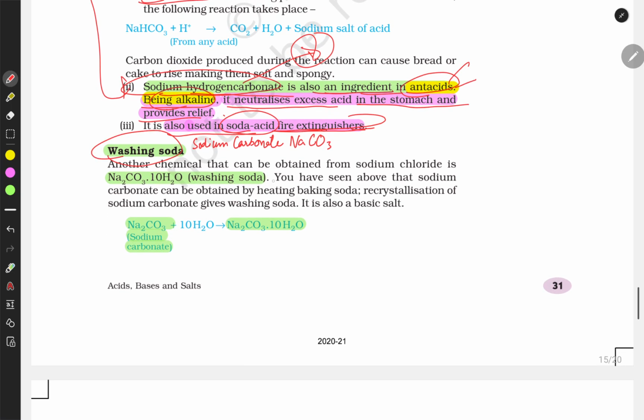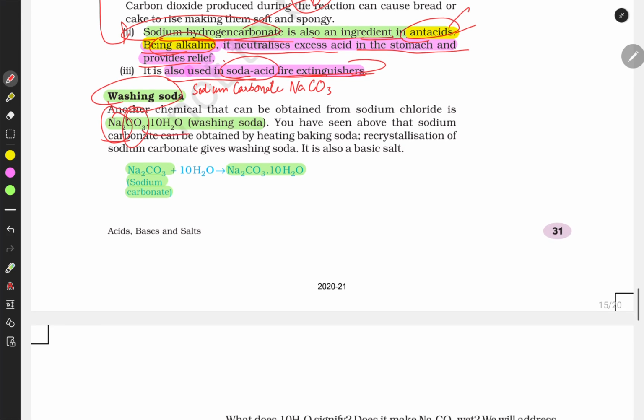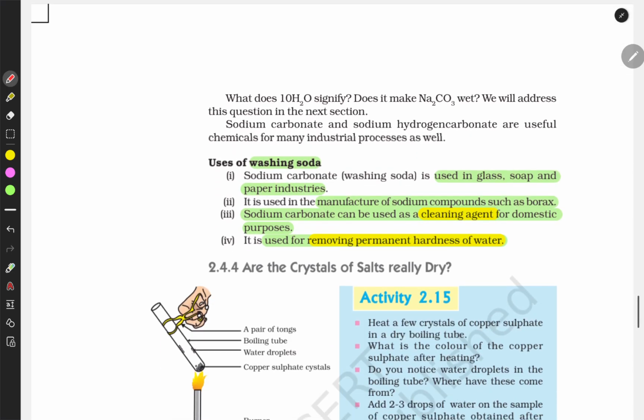Washing soda. Washing soda has this formula: Na2CO3·10H2O. It can be obtained from sodium chloride. When sodium carbonate reacts with 10H2O, it forms washing soda.